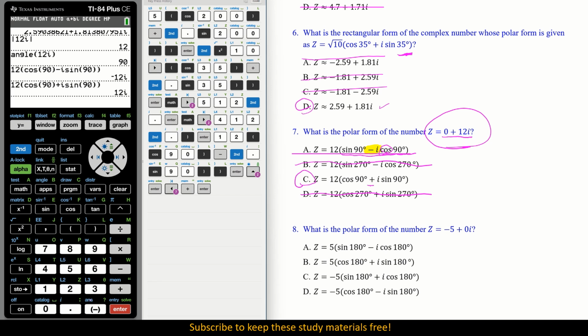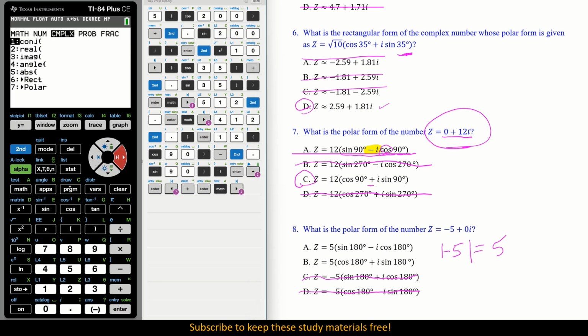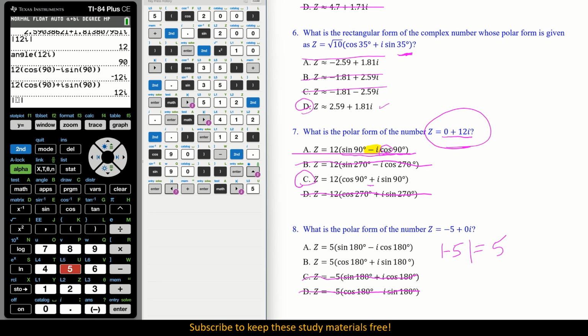What is a polar form of the number z equals negative 5 plus 0i? Okay, well, if I put minus 5 in an absolute value, I'm going to get 5. This knocks out C and D. But let's go through the rigmarole. Okay, let's go through the process. Math, arrow over. I want to check number 5, okay? Then I put minus 5 in and push enter. Of course it's 5.